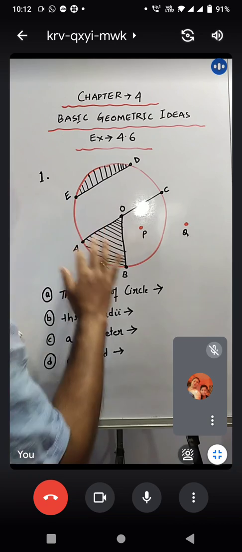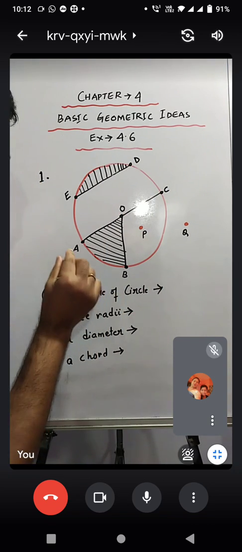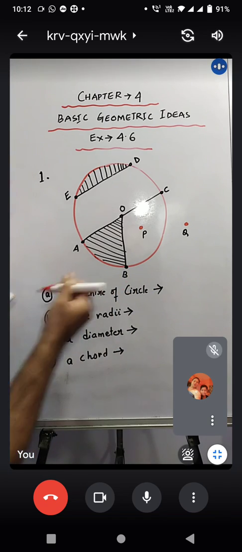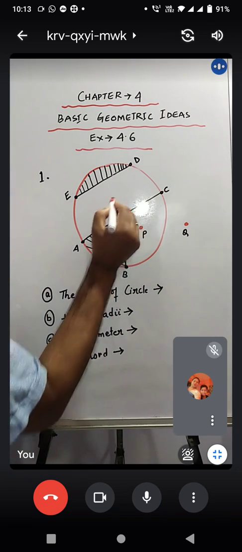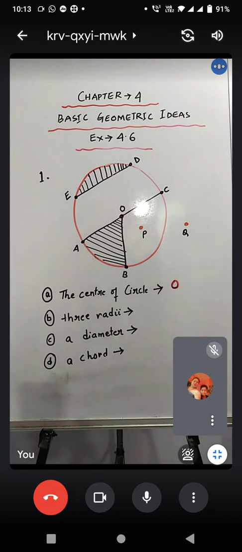Now this is the figure, students. Fine. So what is the first question they have asked? The center of the circle. So which is the center? This is the center. Fine. So we have to name the center, that is O. O is the center.